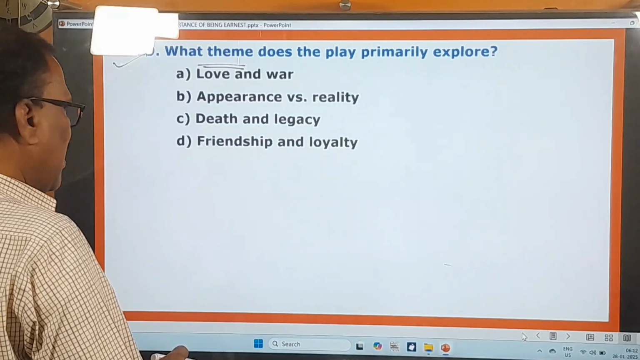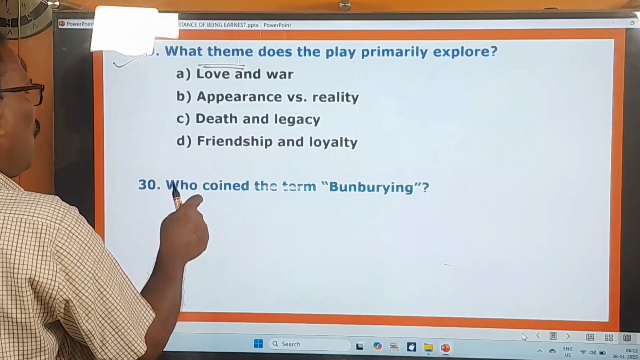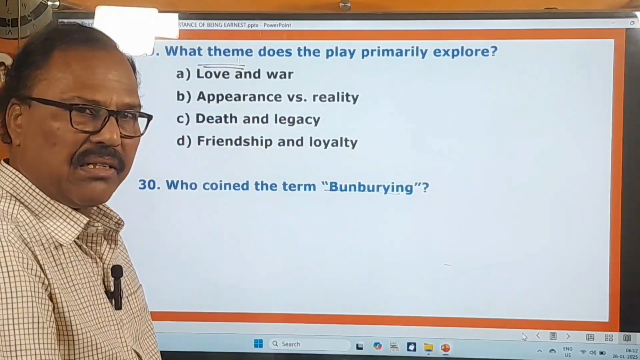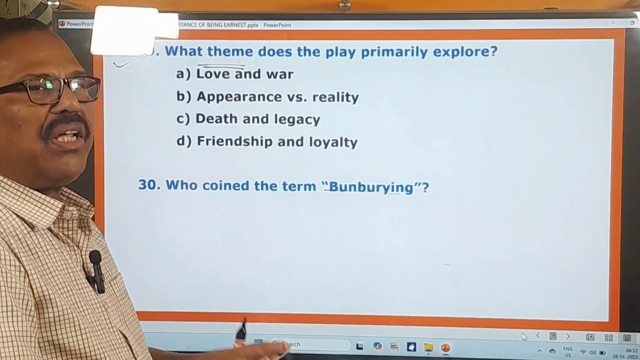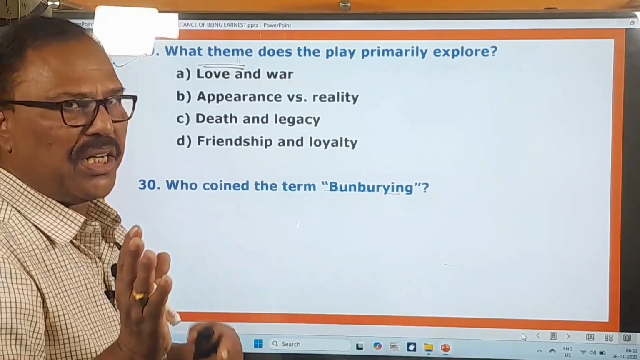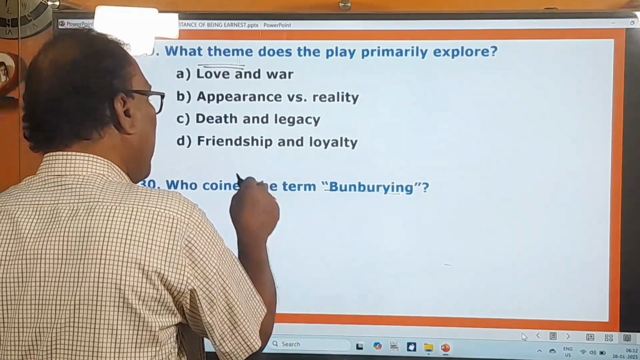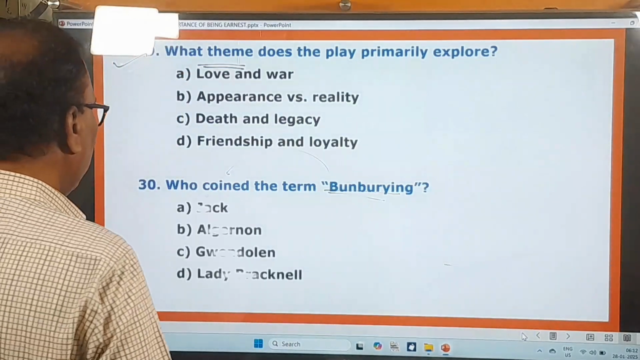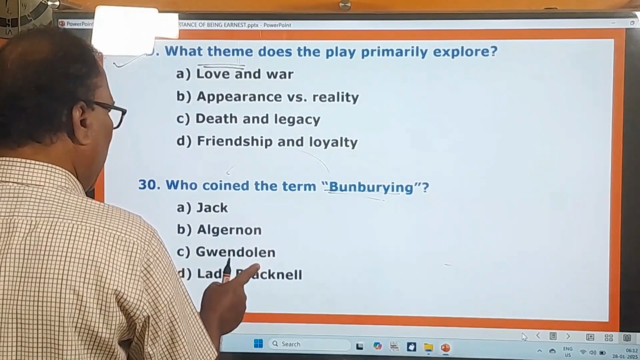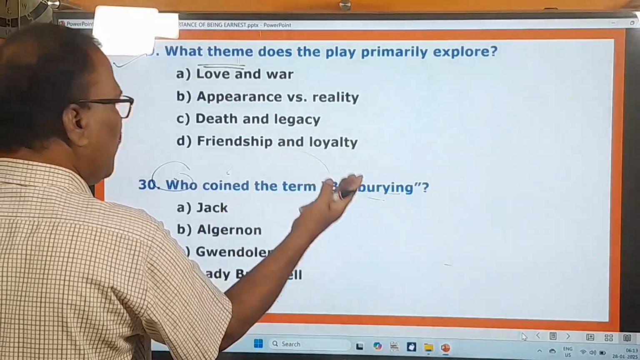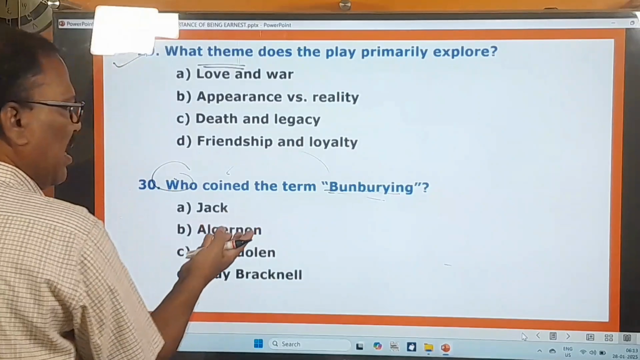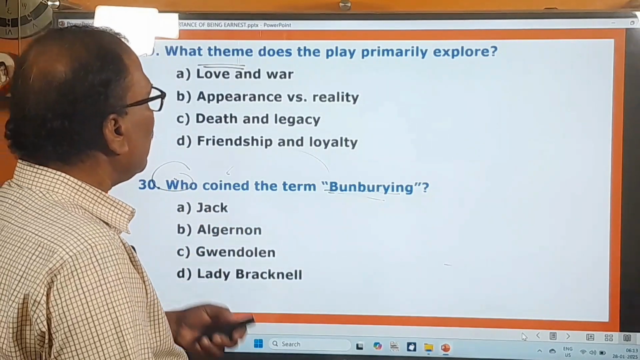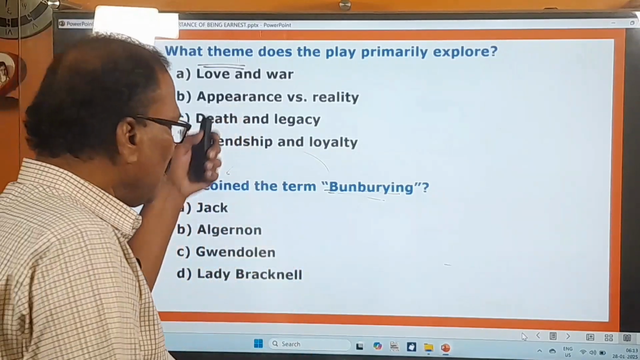Last question of this exercise is like this. Who coined the term bunburying? Bunbury is a fictional character. He is created by Algernon only in order to avoid social obligations that you know very well. And now, what do you mean by this bunburying? Funnily it is given Jock, Algernon, Gwendolen, Lady Bracknell. Who created this fictional character called Bunbury, which is only Algernon, you know very well. So with this small exercise we will come to an end. Now let us look at the answers of all these questions.